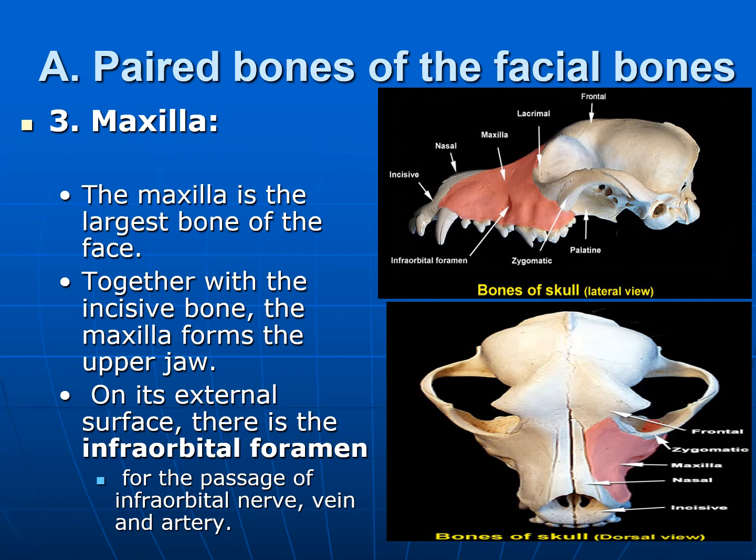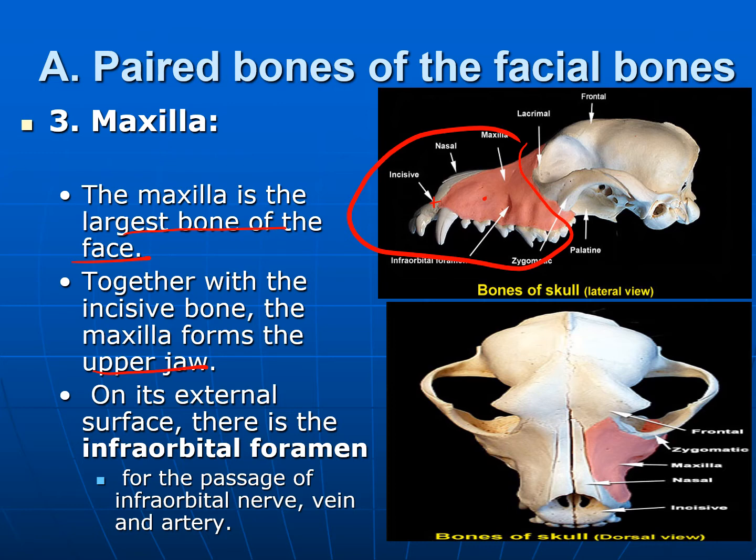The third bone we have is the maxilla. The maxilla is the largest bone of the face. So the largest bone found in the face is the maxilla. All of this, the red one here, is the maxilla bone. Usually the maxilla with the incisive forms the upper jaw.